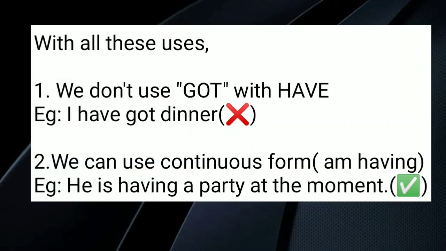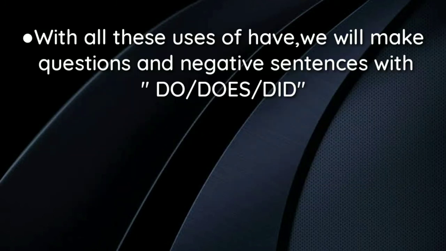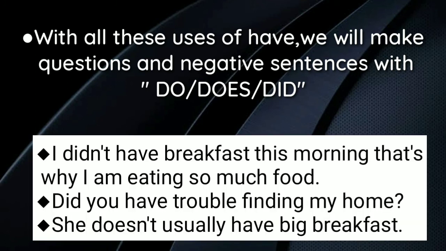With all these uses, we don't use got with have. Like we can't say I have got dinner. We can use the continuous form, am having, like he is having a party at the moment or he is having dinner. So with all these uses of have, we will make questions and negative sentences with do, does and did. Like I didn't have breakfast this morning. That's why I'm eating so much food. Did you have trouble finding my home? She doesn't usually have a big breakfast.